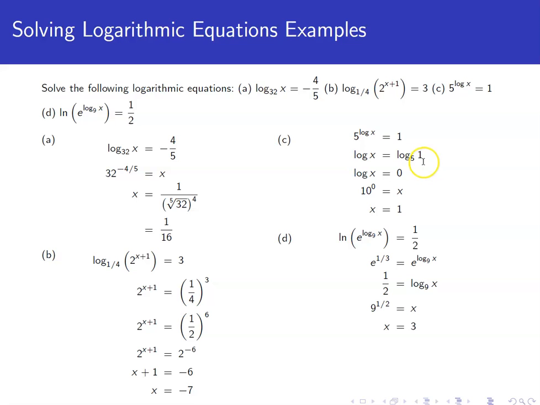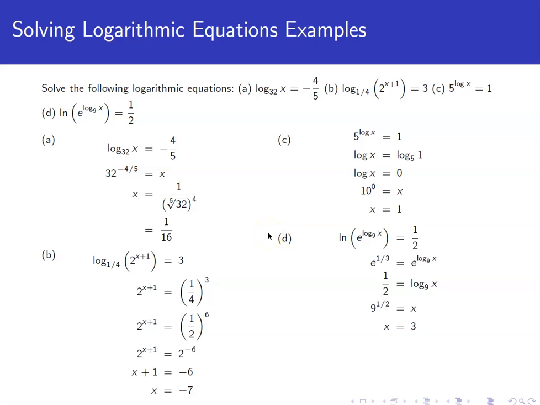Log base anything of 1 is 0, no matter what it is. If I take the log of 1, I always get 0. So now I have log of x equals 0. Remember, this is log base 10, so that tells me 10 to the 0 power equals x, or x is equal to 1.